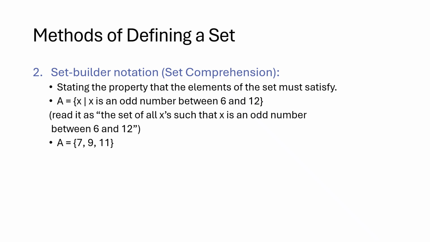So A is actually the set 7, 9, and 11. But this first method is called set comprehension or set builder notation, and this is the one that we saw in the previous slide, which is the roster form.